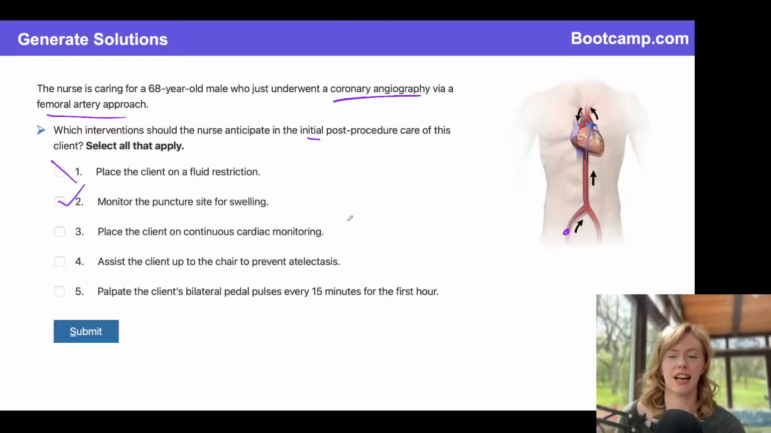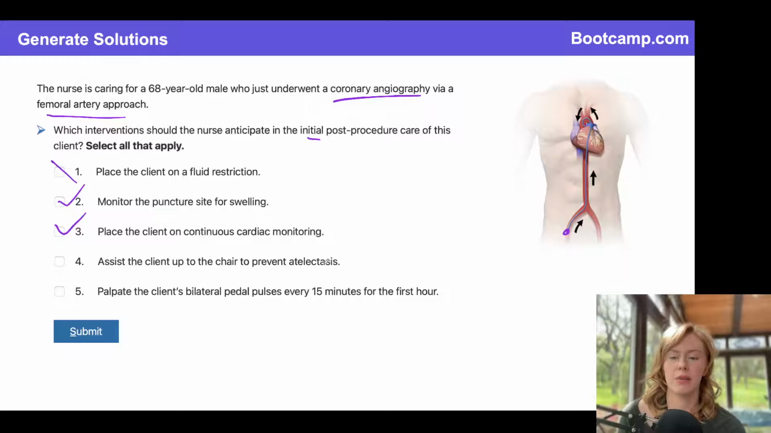Then placing the client on continuous cardiac monitoring. Well, yeah, that's really important. We just went in and kind of tickled their heart, right? We don't want to miss any dysrhythmias, or if that stent collapses, it could cause another MI or a first MI. So this is always important to place the client on cardiac monitoring after an angiography.